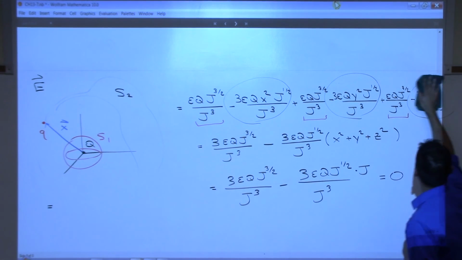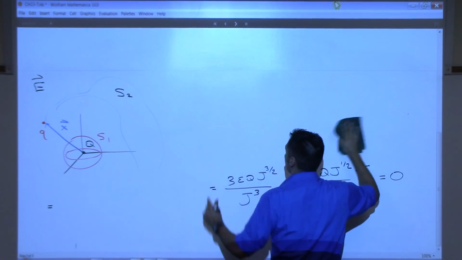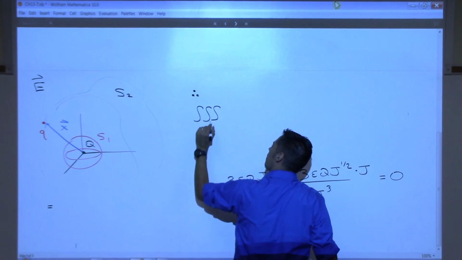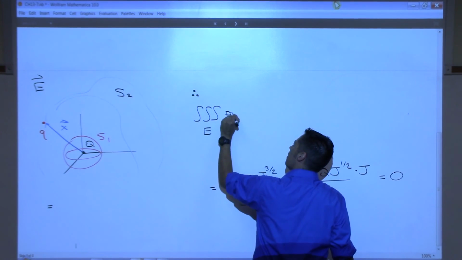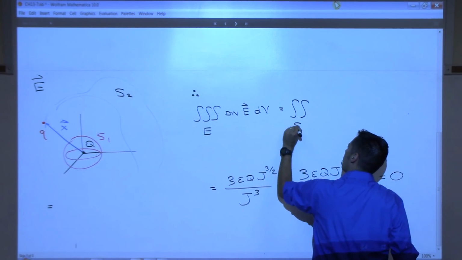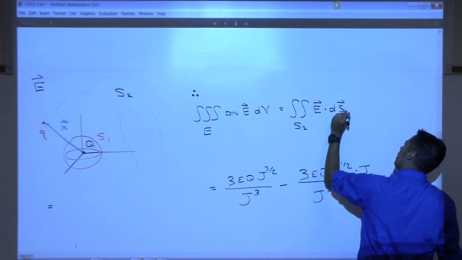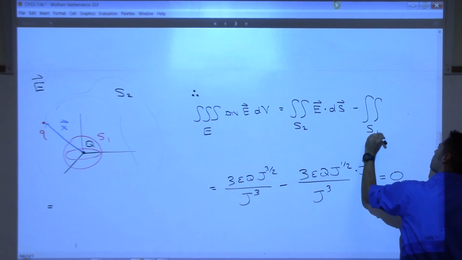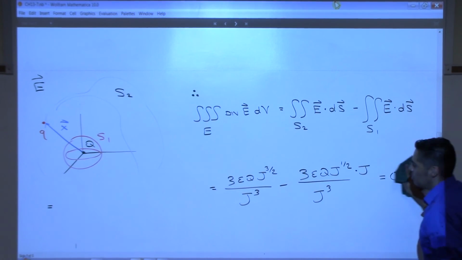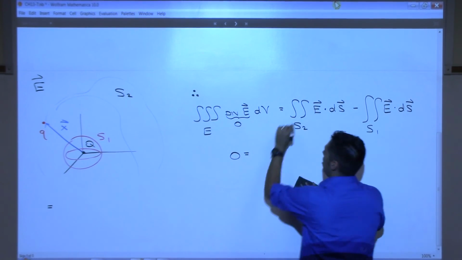Not done yet. Therefore, the triple integral over E of div E dV, being equal to the surface integral over S2 of E dot dS minus the surface integral over S1 of E dot dS, is actually 0 equals this, right?